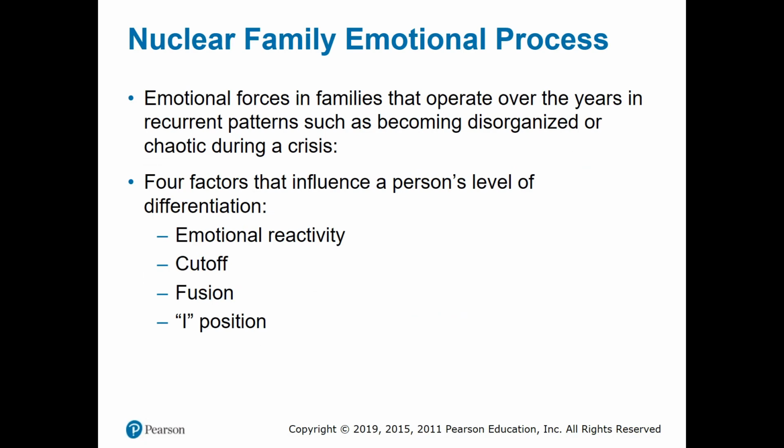The nuclear family emotional process: emotional forces in families that operate over the years in recurrent patterns, such as becoming disorganized or chaotic during a crisis. Four factors that influence a person's level of differentiation include emotional reactivity, cutoff, fusion, and the I position.